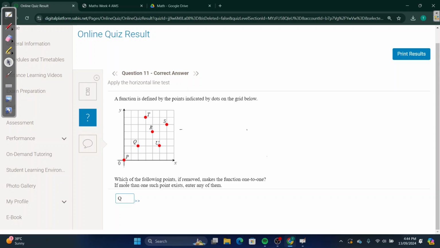Which of the following? I'm blind. Okay, I'm sorry. A function defined by the points indicated by dots on the grid below. Which of the following points, if removed, makes the function one to one? If more than one such point exists, enter any of them.